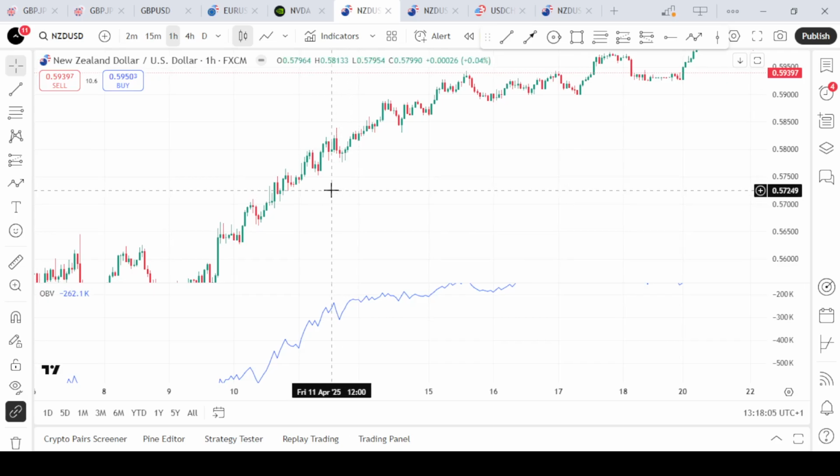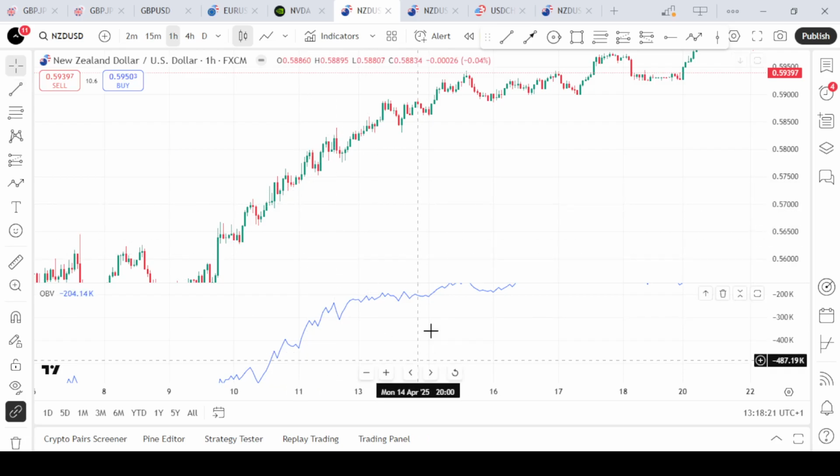Your position size should reflect the strength of your OBV signal. Stronger alignment between price and OBV warrants a larger position size, while weaker confirmation might suggest more conservative positioning.